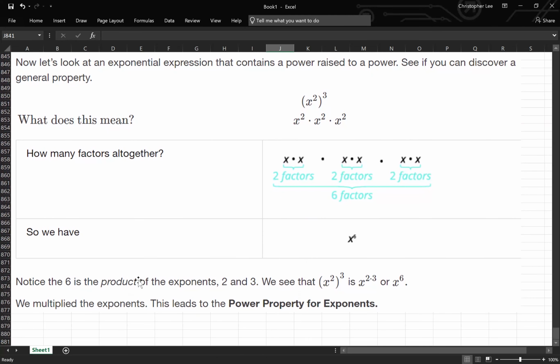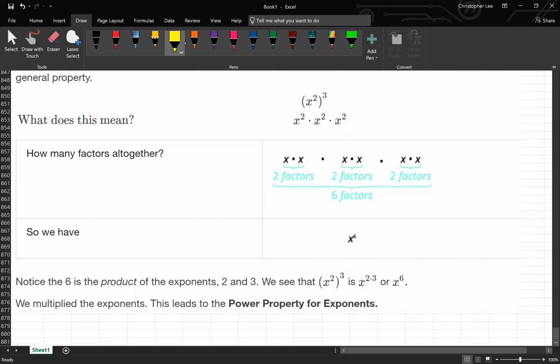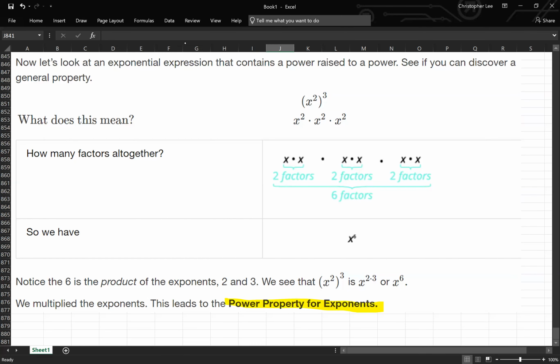Notice the 6 is the product of the exponents, 2 and 3. So x to the 2nd raised to the 3rd power is x to the second times 3, or x to the 6. So we multiply the exponents. That leads us to the power property of exponents. Power property of exponents: multiply the exponents. That's the sauce right there. All right.